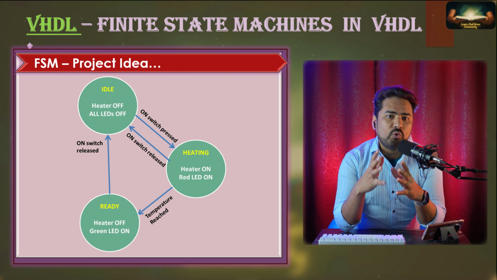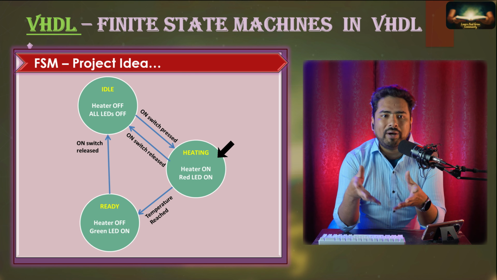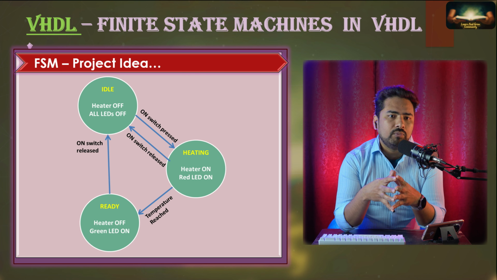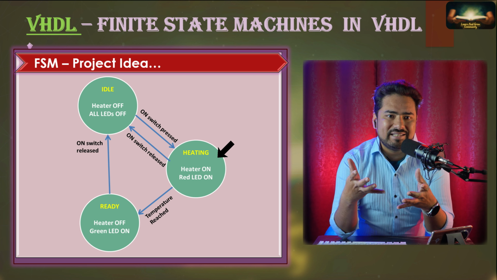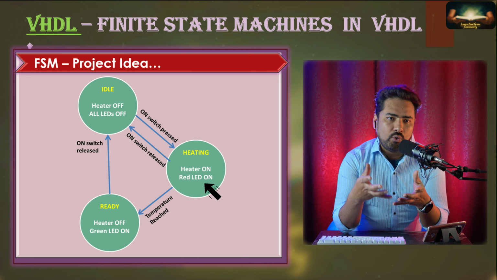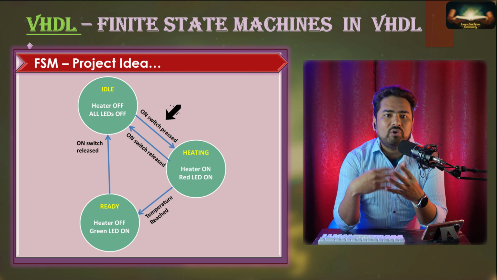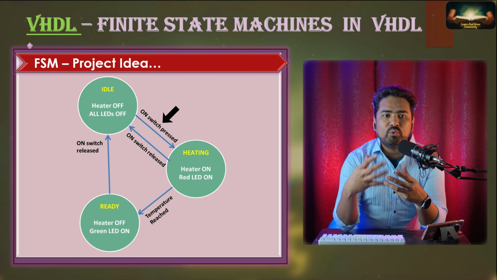Now you press the switch, and when it is pressed, your heater should start heating, right? Meaning the heater will be on and the indicator LED will also be on. So this transition will happen. This is our second state. Here the heater is on and the red LED is also on. And we got our first transition when you pressed the on switch.